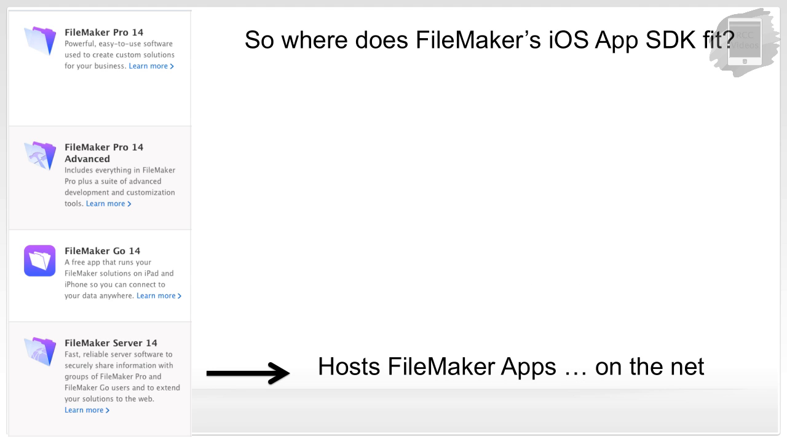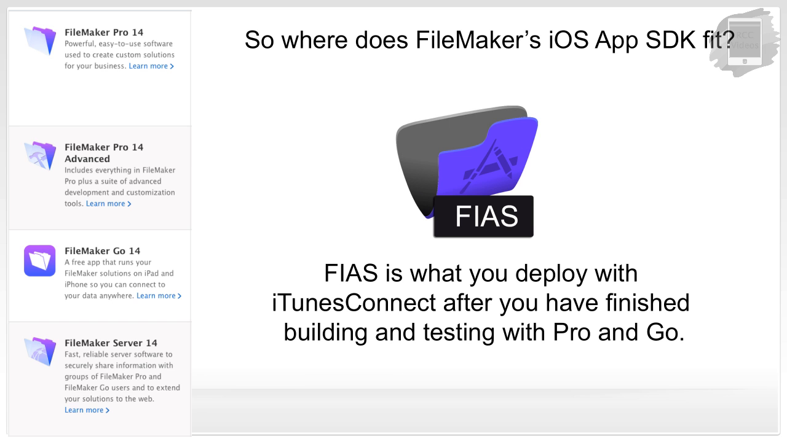Now, during the course of this webinar, we're also going to talk about hosting your FileMaker app on a server. And the product for that is FileMaker Server. So FileMaker Server doesn't provide access, but it hosts out to either Pro users or Go users. So understand that's important. So where does the FileMaker iOS App SDK fit? Well, it effectively takes your FileMaker Go engine and bundles it with your FileMaker file. And with this bundled file, which becomes an IPA file, you can actually deploy that to iTunes Connect. And once again, that's after you finish building it with Pro and testing it with Go, which hopefully makes sense for everyone. So that takes care of our perfunctory PowerPoint presentation.